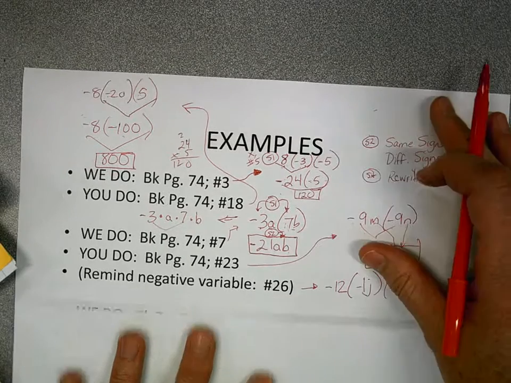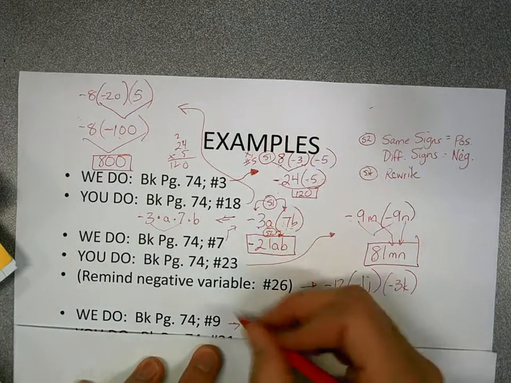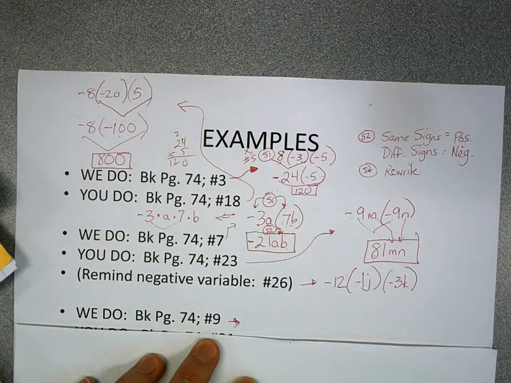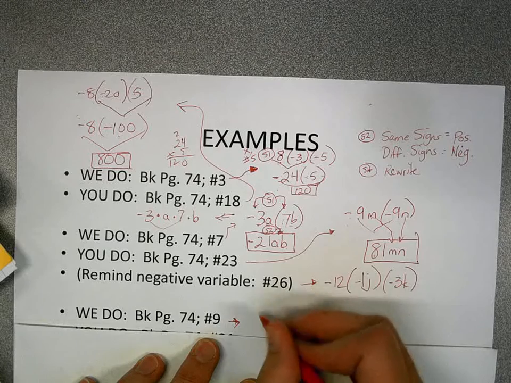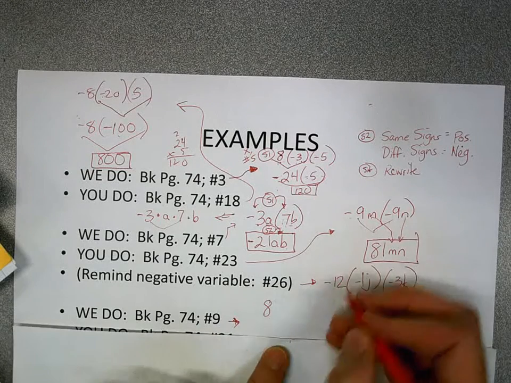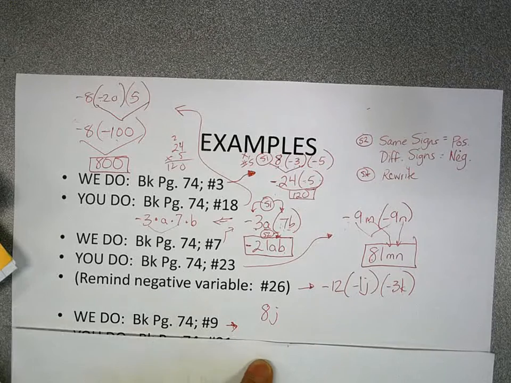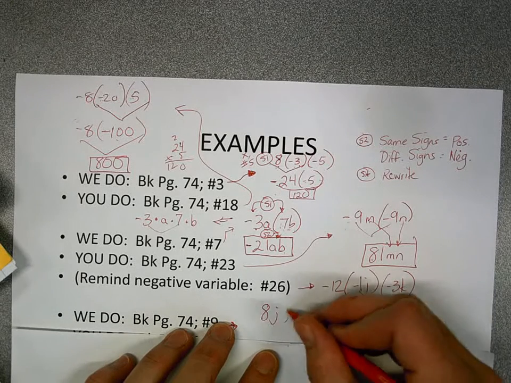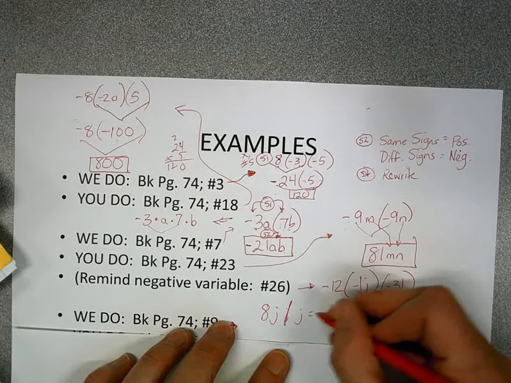All right, here we go. Let's take a look at problem number 9. This is an evaluation of expressions. It says evaluate each expression. It's 8j if j equals negative 11. I shouldn't have written that. J equals negative 11. So here's what we're going to do.